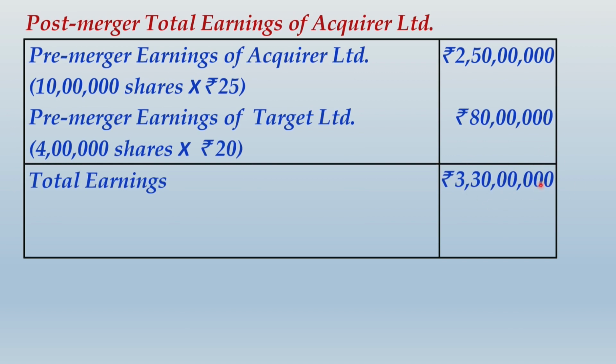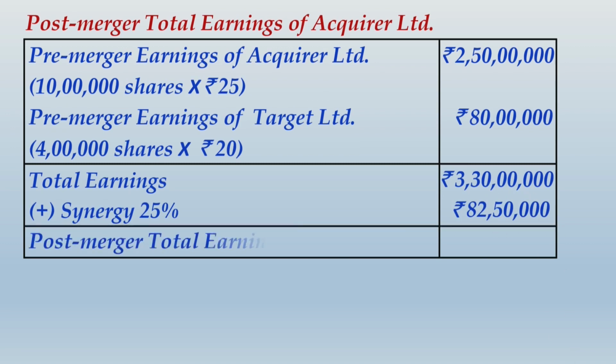Now this same thing could have been the post-merger total earnings, but because of the effect of synergy, you are simply going to add 25% of 3 crore 30 lakhs. That will be 82 lakh 50,000, and finally what we conclude is that post-merger total earnings of Acquirer Limited will be 4 crore 12 lakh 50,000 after considering the effect of synergy.